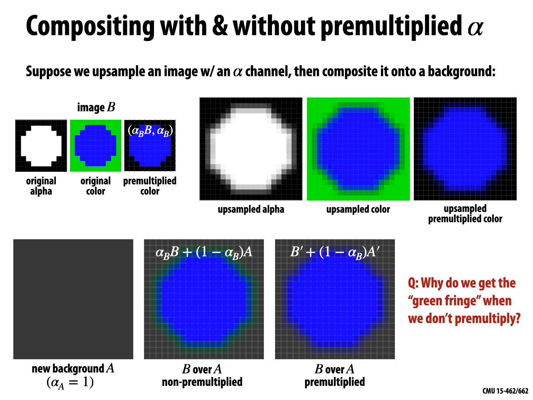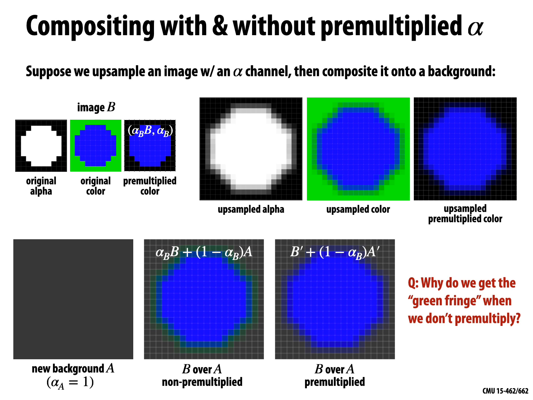Why? Why is that true? Why did we get the green fringe when we don't pre-multiply? Why did we eliminate the green fringe when we did pre-multiply? I'll let you think about that, and you can try to answer and discuss in the comments.